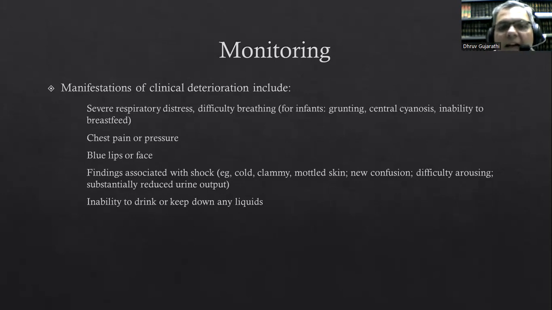Whether there is central cyanosis like blue lips or blue face, whether there is chest pain or pressure the patient complains of, whether there are any signs associated with shock like cold clammy skin, mottled skin, confusion, delirium, difficulty in arousing, reduced urine output. All these signs are indicative of impending shock. So also a fall in blood pressure specific for that age group. One should monitor all these signs, which are important.